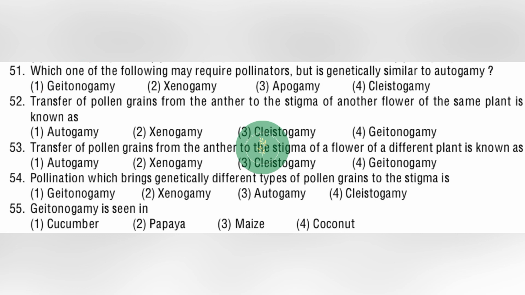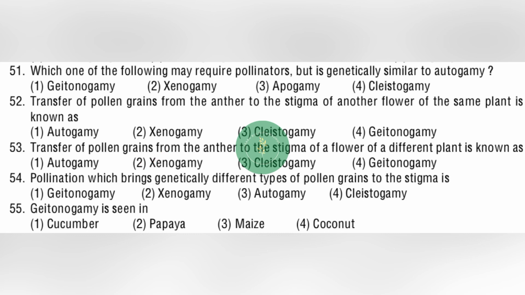Question number 52. Transfer of pollen grains from the anther to the stigma of another flower of the same plant is known as option number 4, geitonogamy. Question number 53. Transfer of pollen grains from the anther to the stigma of a flower of a different plant is known as option number 2, xenogamy.